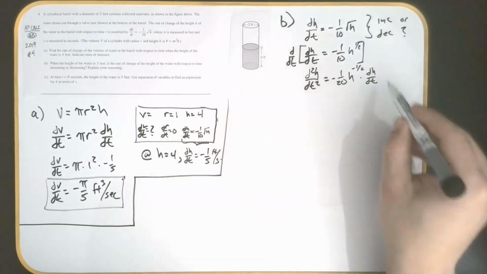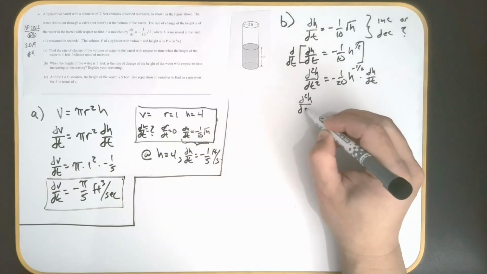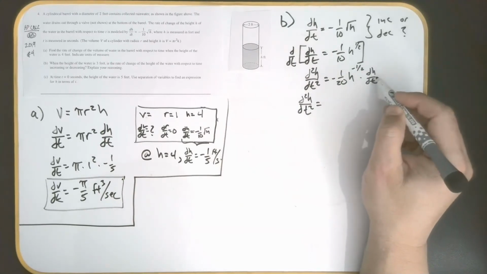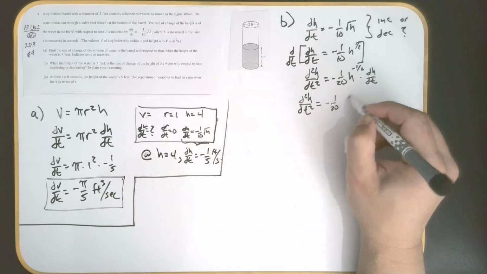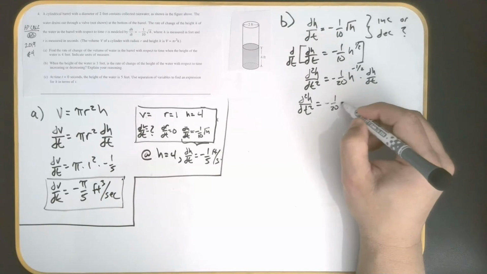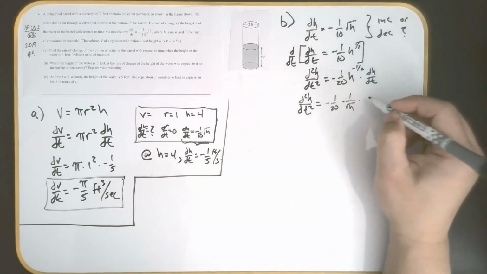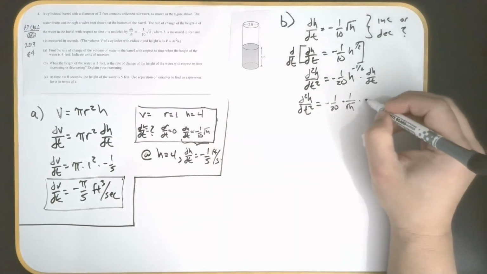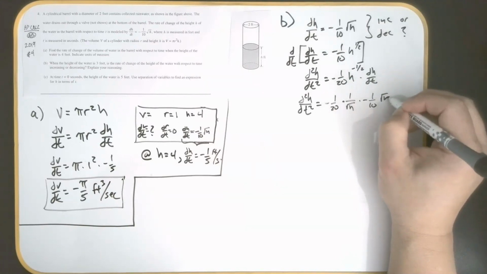As we clean this up, d squared h over dt squared is equal to negative 1/20. I'm going to move h down to the denominator and make that 1 over rad h. You'll see why in just a second. Then I'm going to replace dH/dt with what it equals from earlier, and so I get negative 1/10, and then it's rad h.